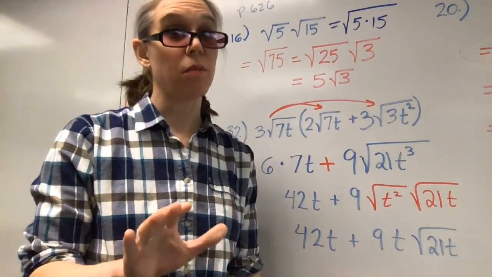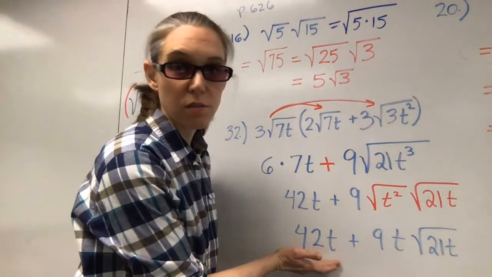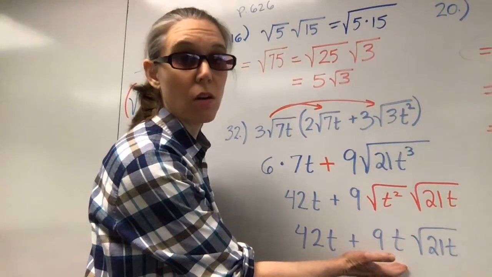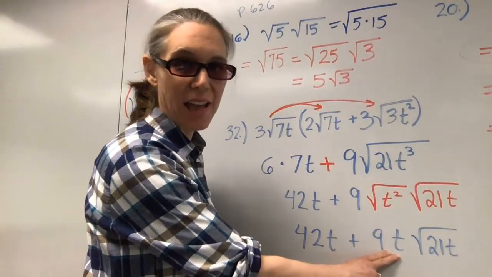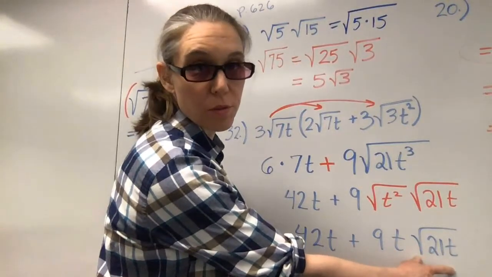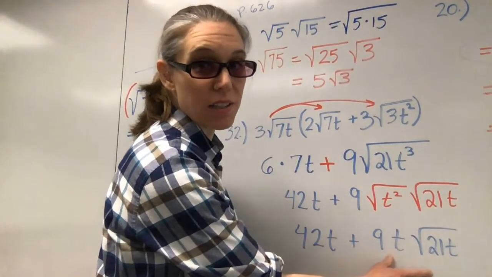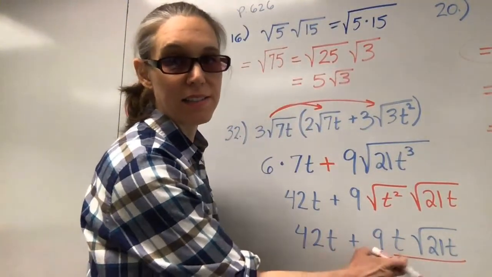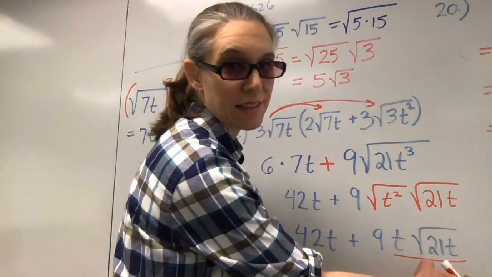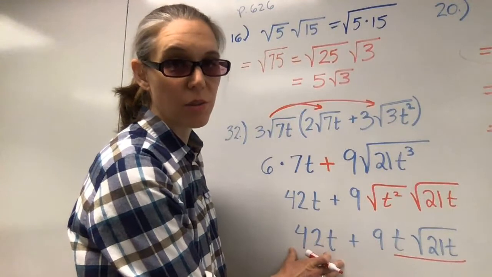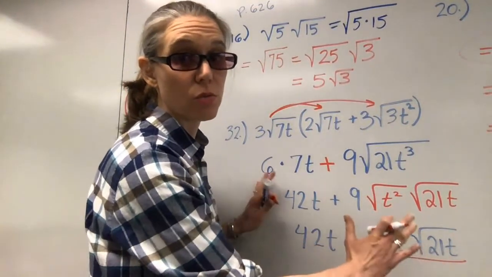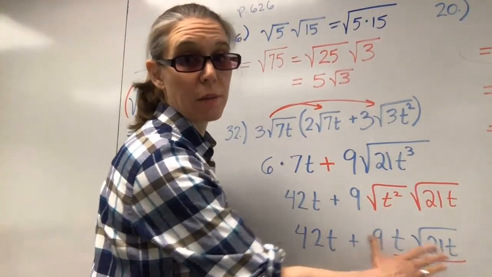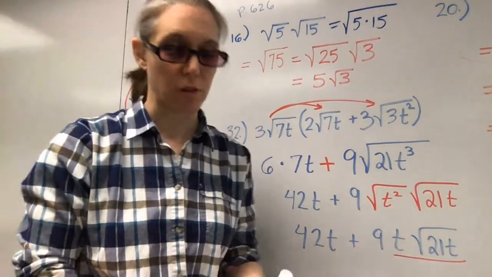Now let me point out something very important. 42t and 9t cannot combine here. Why is that? 9t is attached by multiplication to the square root of 21t. So this isn't really a 9t, is it? This is a 9t square root 21t. And 42t is not going to combine because these are not like terms. So do not try to combine these. Remember, PEMDAS, multiplication comes before addition in PEMDAS in the order of operations.